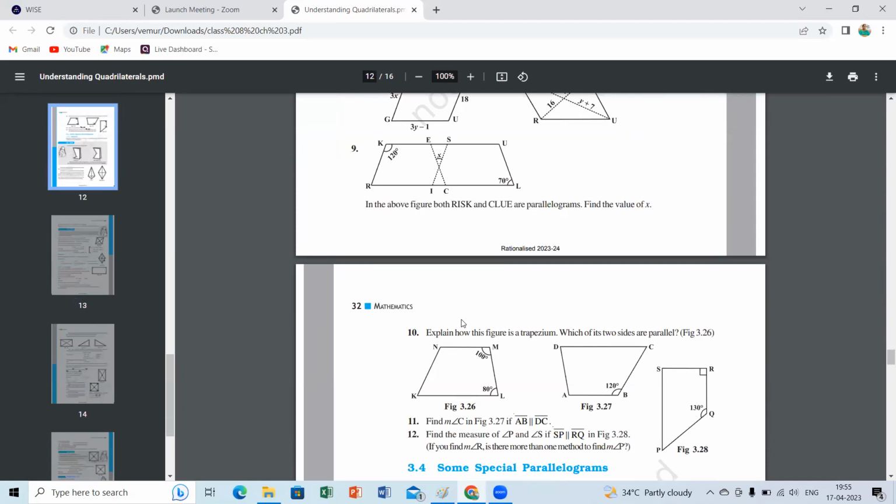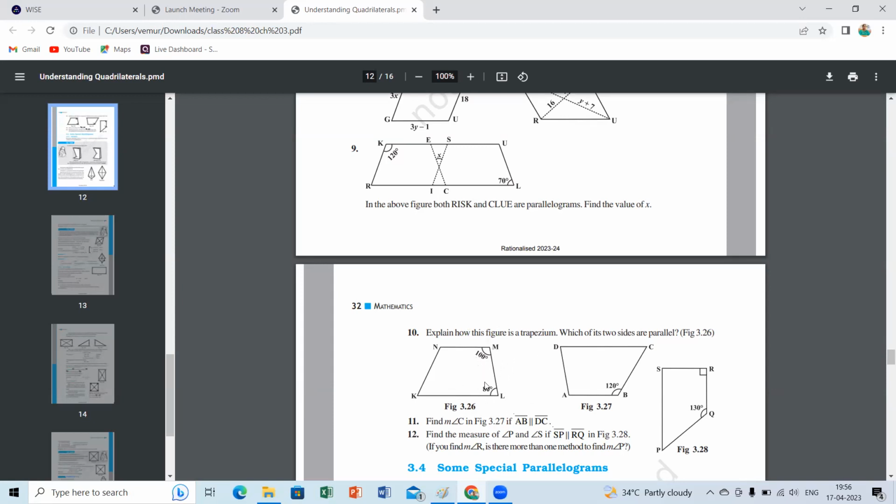Ma'am, the alternate sides. Here you see, explain how this figure is a trapezium. By looking at this figure, how is it a trapezium? NM and KL are parallel. Parallel, that's one point. What about another point? ML and NK are not parallel.